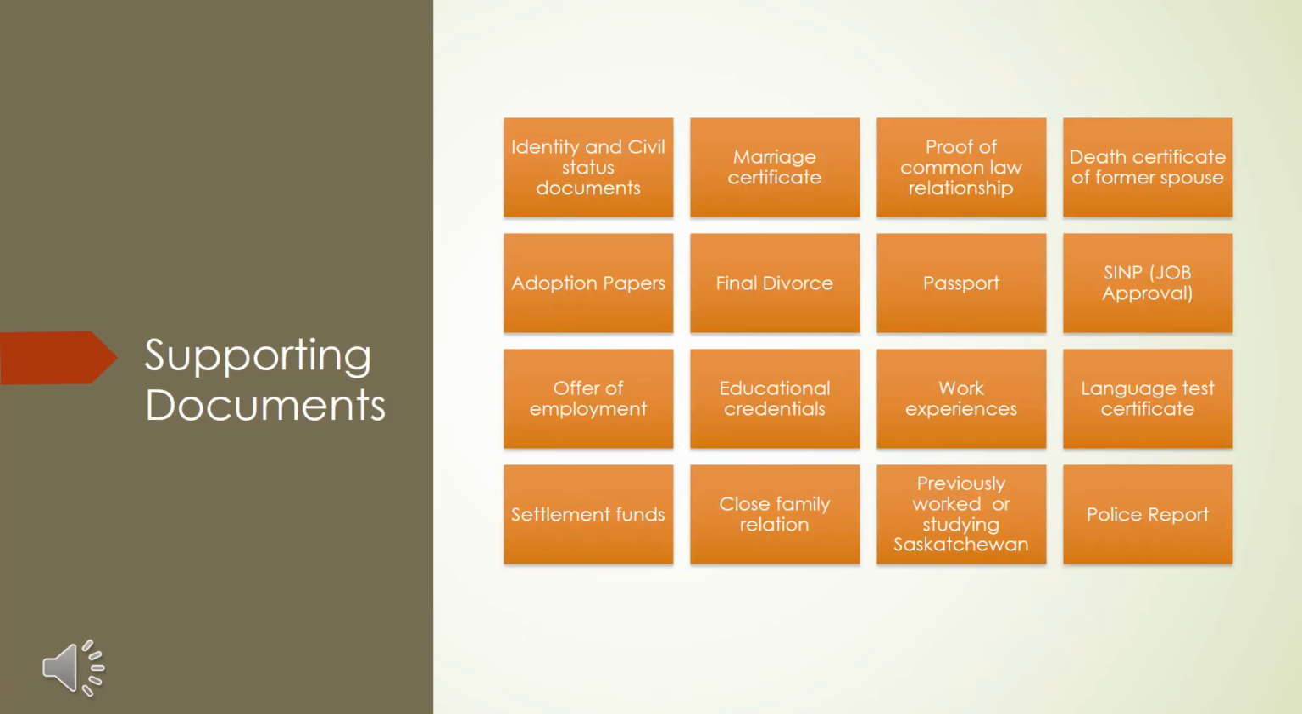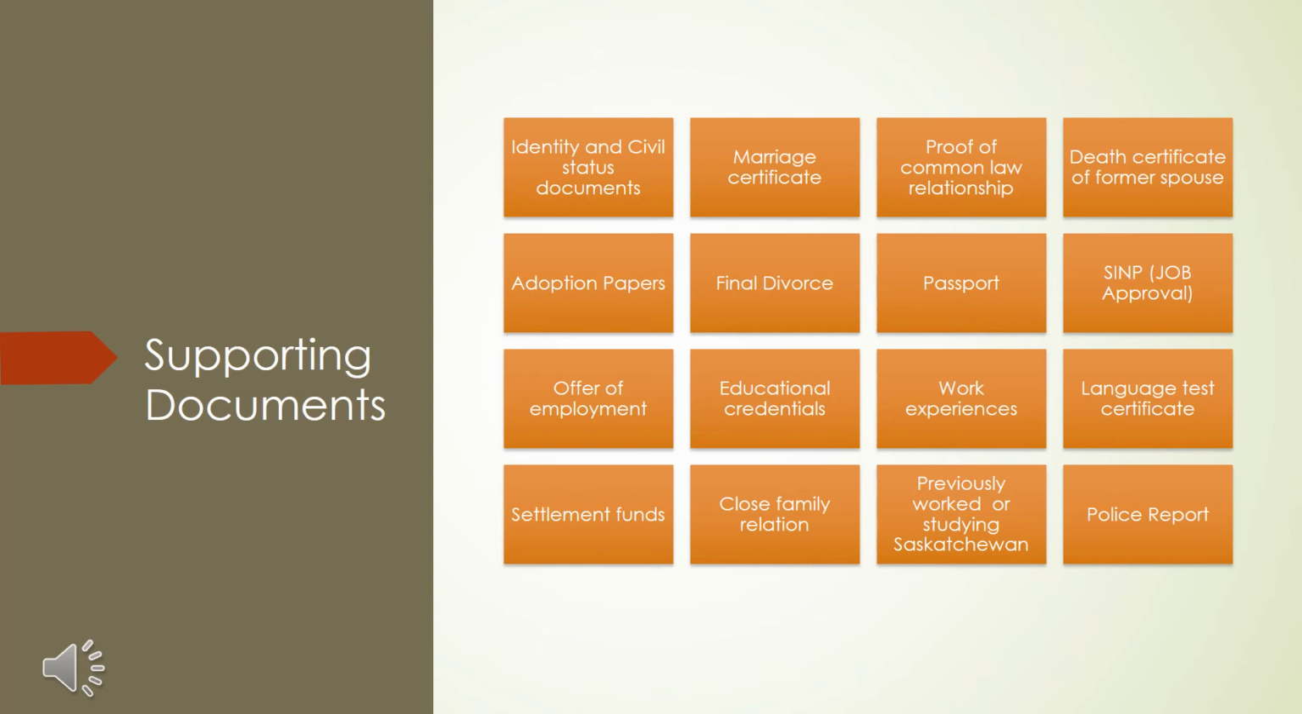Okay, this slide shows you all the supporting documents you need. I think everybody knows all the supporting documents. The first one is identity and civil status documents. The civil status and identity documents include the birth certificate of the principal, the spouse, or the dependent children, and the marriage certificate, proof of common law relationship, and the death certificate of the former spouse if something happened to your spouse. Adoption papers, if you are taking an adopted kid with you.